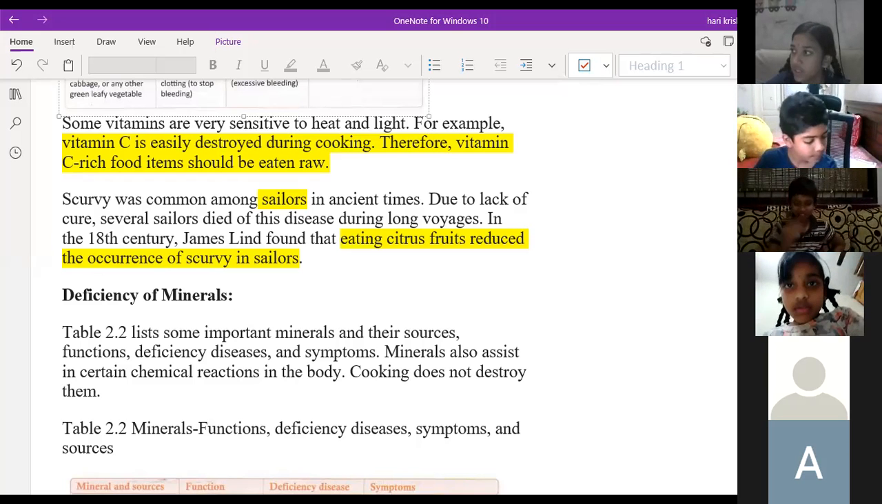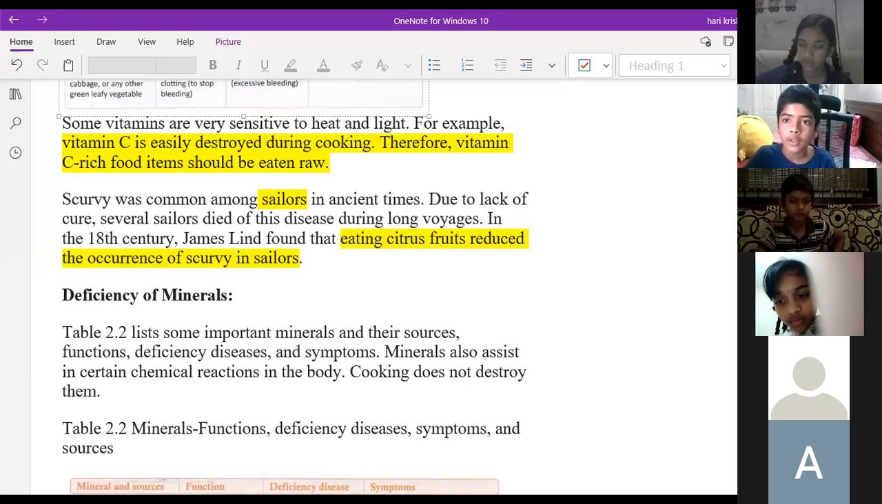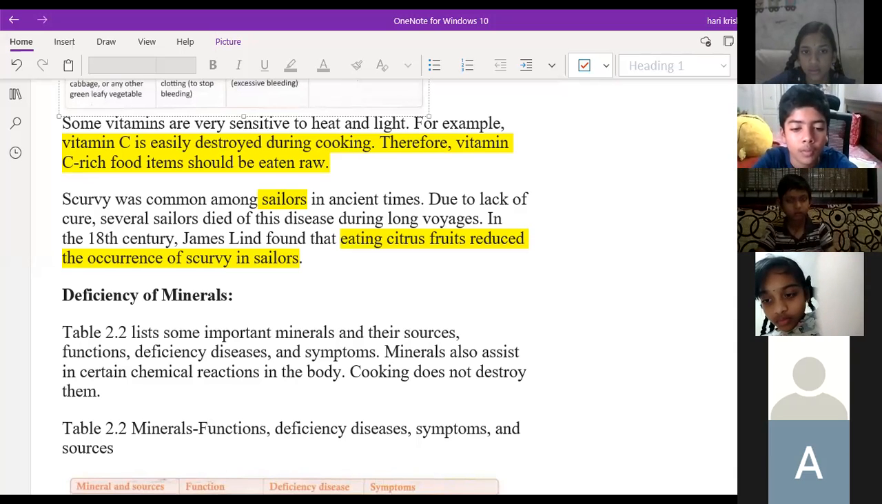Suppose you are cooking food, which vitamin will be destroyed easily during cooking of the food?